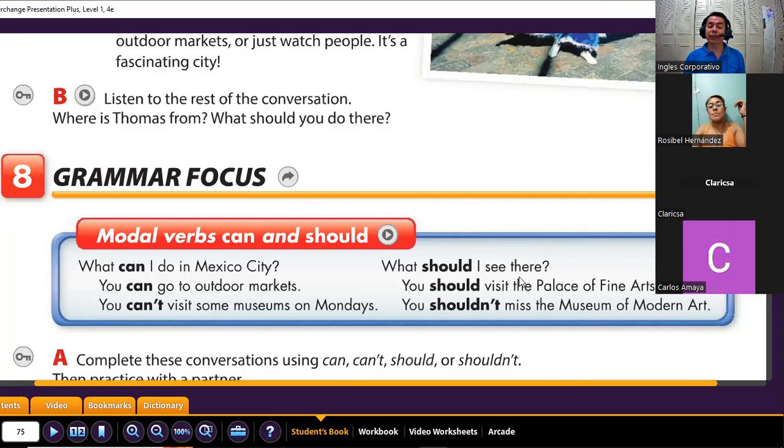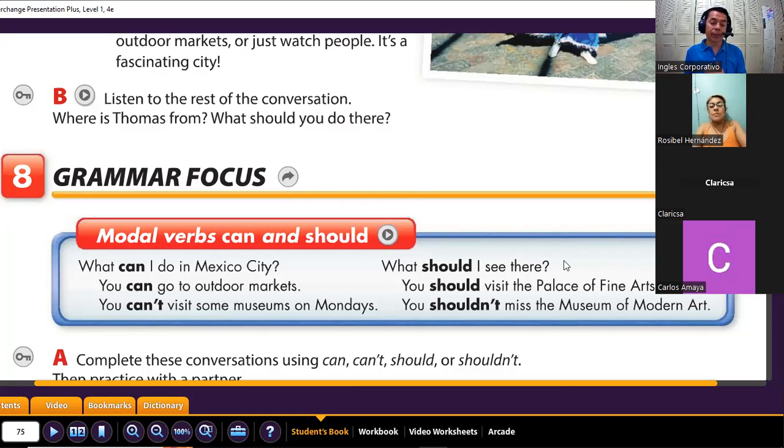¿Qué es lo que debería ver? Aquí no contestamos, what should I see there? Yes, you should. No. Aquí contestamos, what? ¿Qué es lo que debería? Ah, you should visit the Palace of Fine Arts, right? Or you shouldn't miss the Museum of Modern Art. Ahí contestamos la pregunta, what should I see there. Que no, no es un sí y un no, sino que es información específica, ¿verdad?